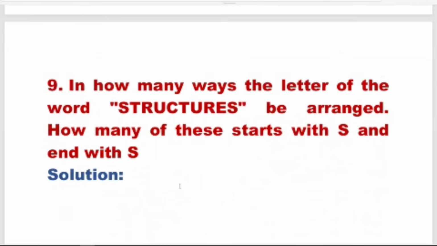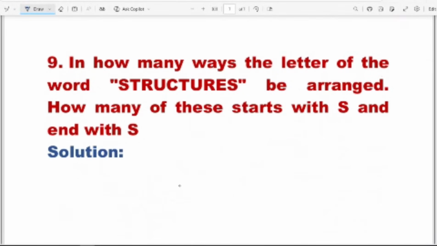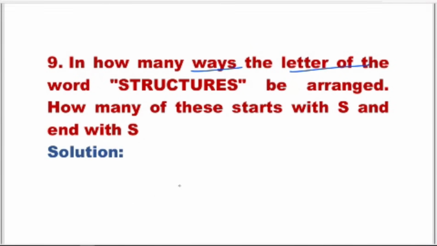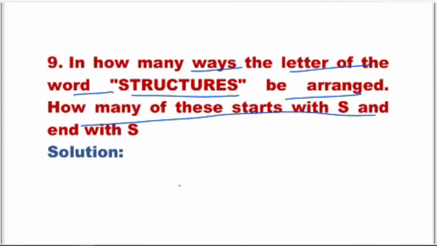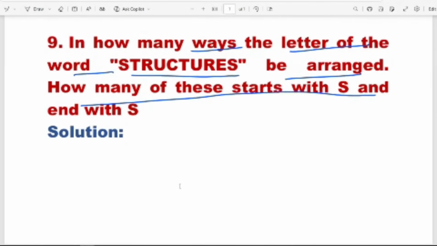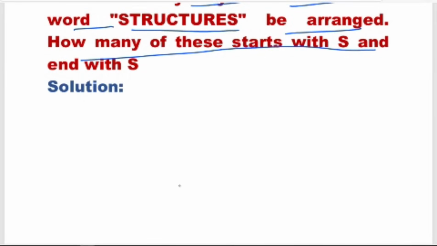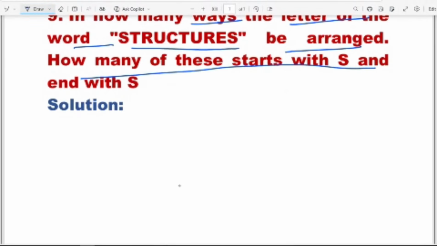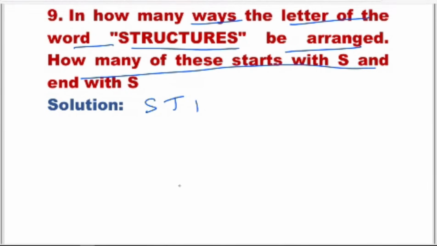Now moving on to the next question: in how many ways can the letters of the word STRUCTURES be arranged, and how many of these start with S and end with S? So we have two questions here. The first question is, in how many ways can STRUCTURES be arranged?